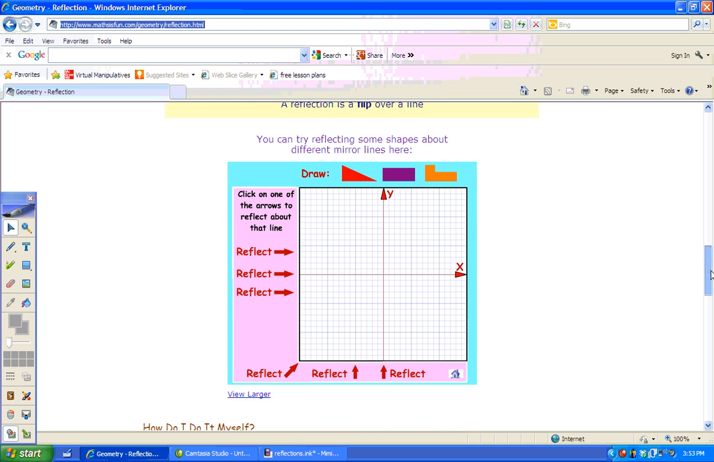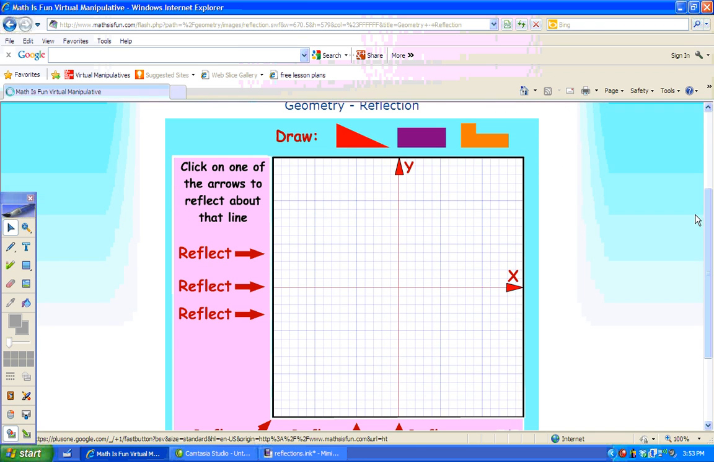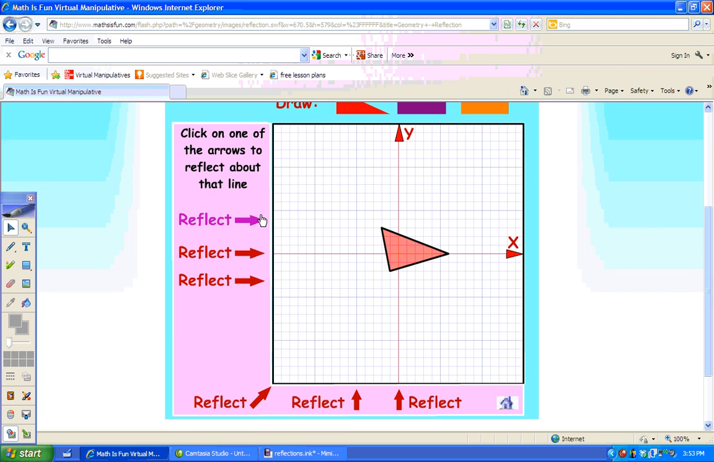So here is the little thing that you can play with and show reflections. I'm going to make it a little bit bigger. And I'm going to put the triangle on there, and these little buttons right here are where you put the mirror line. So let's put the mirror line right here. Do you see how it put it on there? And now it's going to reflect the triangle over the mirror line. So see, it's the same triangle, but it looks a little different because it flipped.